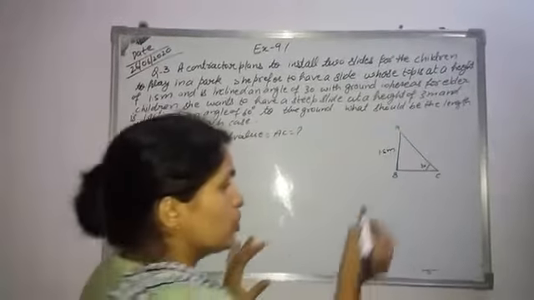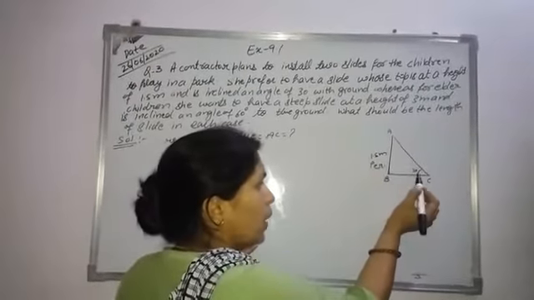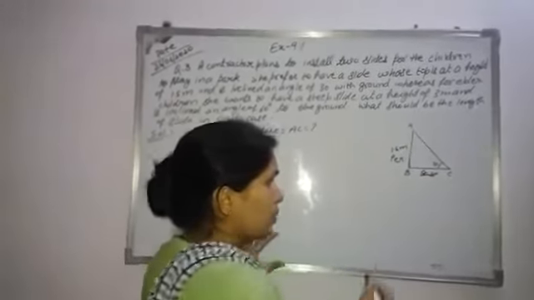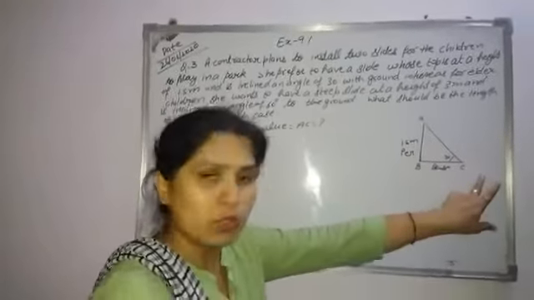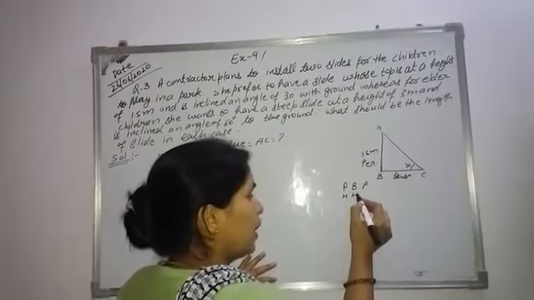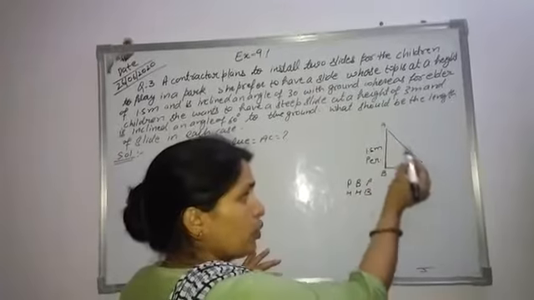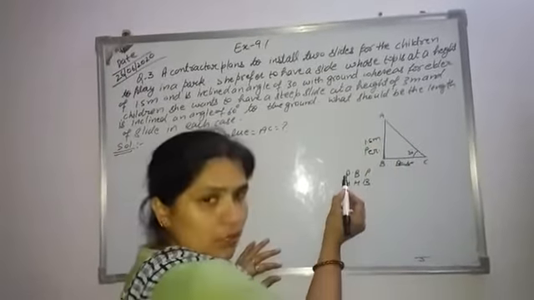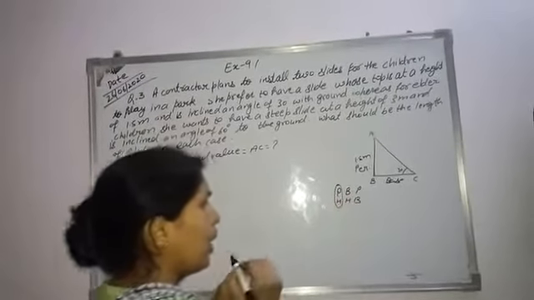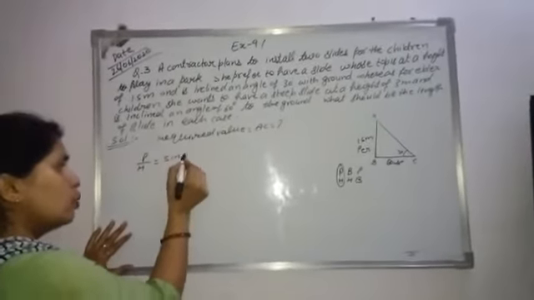Because this is the angle, the side opposite to the angle is always the perpendicular, and the side adjacent to this angle is always the base. So this is the base and this is the perpendicular, and the hypotenuse we want to find out. So which ratio will we use here? P, B, P, H, H, B. Perpendicular is given to us, hypotenuse we want to find out. So the relation between perpendicular and hypotenuse, that is P divided by H, is always equal to sin theta.